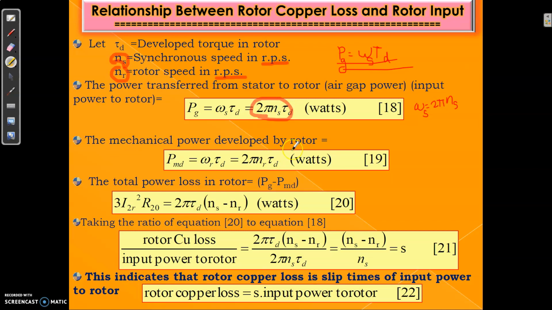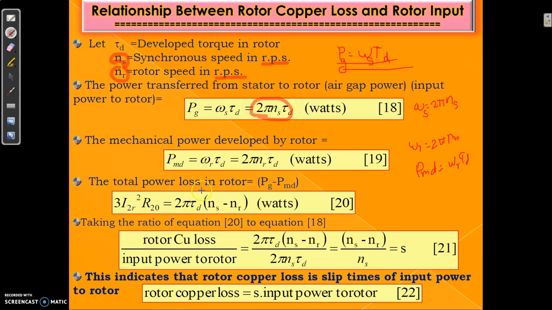Similarly, the mechanical power developed by the rotor is received by the stator. Now what is the rotor? The rotor is moving with the speed of omega r. What is the value of omega r? Omega r is equal to 2 pi nr. So the mechanical power developed inside the rotor is, again, power is always equal to omega into tau d. But here it is the rotor power, hence I have to take omega r. So omega r into tau d gives me 2 pi nr into tau d. By this way I can calculate the mechanical power developed by the rotor.